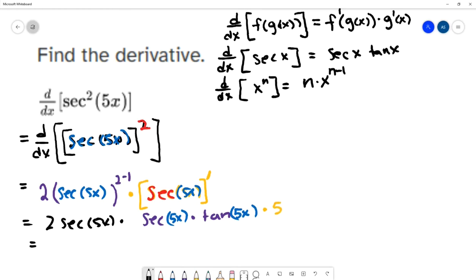So putting all this together, I'm going to multiply the 2 and the 5 together to make 10. I do have 2 secants here, and I can put those together and write this as secant squared of 5x. And then we still have the tangent of 5x. So our derivative is 10 secant squared of 5x times tangent of 5x.